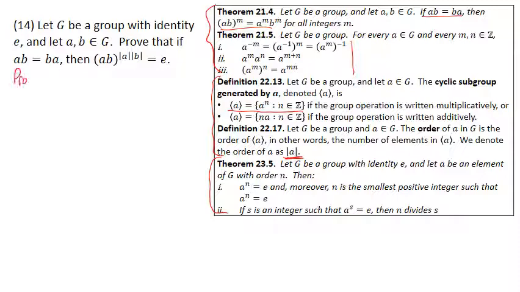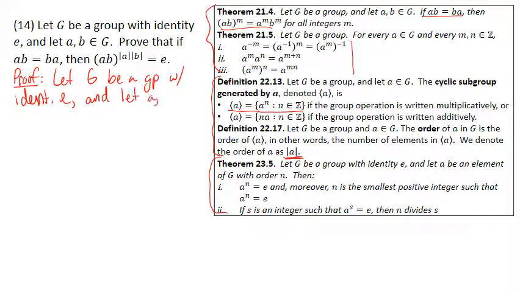So, proof. I'm just going to copy the let statements. Let G be a group with identity E, and let A, B be elements of G. Okay, and then I'm going to assume the if part of the statement I'm trying to prove. So assume AB equals BA. Okay, so now I'm going to try to show this part right here.